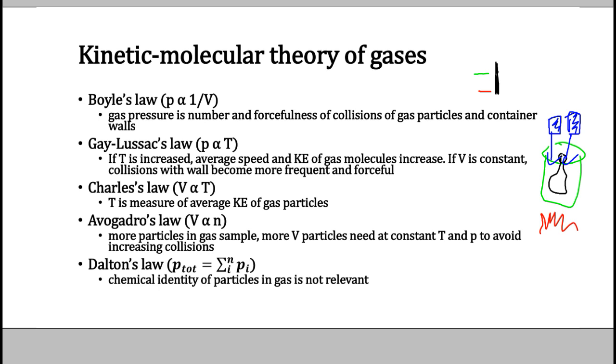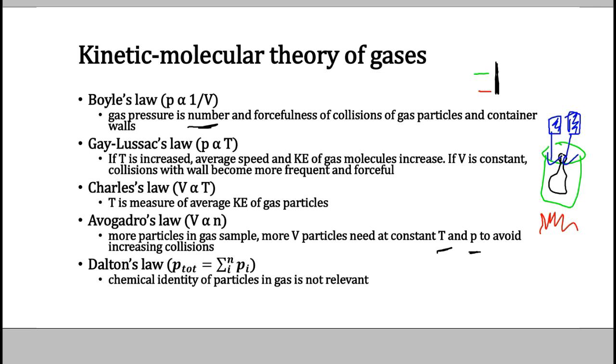We didn't do a lab utilizing Avogadro's law, but it should be fairly obvious that the more particles you put in a gas sample, the more volume you need if you want to maintain a constant temperature and pressure. Because if you do not have a flexible volume and you throw a whole bunch more particles in there, you're going to increase the number of collisions. And as the number of collisions increases, your pressure goes up, which in turn means your temperature is going to go up, so your kinetic energy would be increasing.